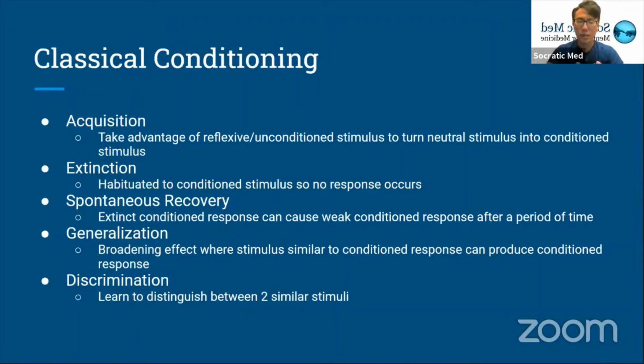And the opposite is discrimination. So that's when you learn to distinguish between two similar stimuli. So that would be when you ring a bell and you are able to distinguish two different types of bells. So only one specific type of bell would be able to cause the conditioned response. So that's the opposite. It's not a broadening effect. It's more of a narrowing effect where only a specific stimulus would cause the conditioned response.